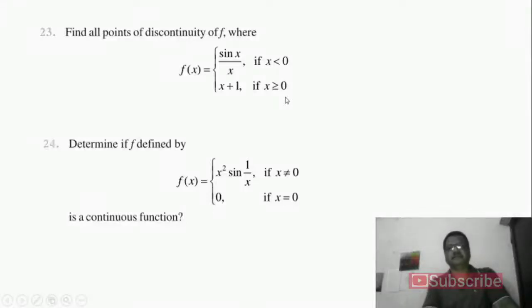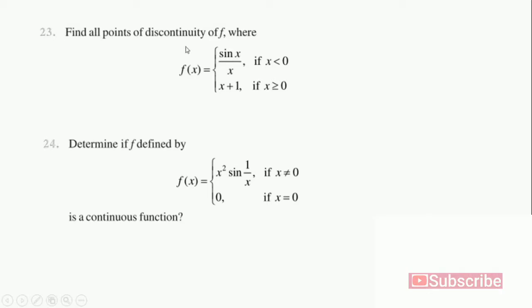Okay, let's begin. Question number 23. Find all points of discontinuity of f, where f(x) is equal to sin x by x if x is less than 0, and x plus 1 if x is greater than or equal to 0. And question number 24. Determine if f defined by this is a continuous function.